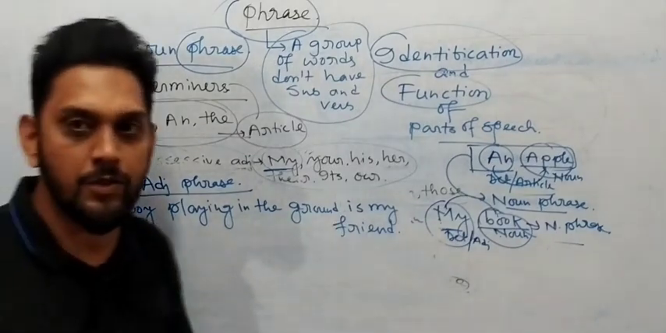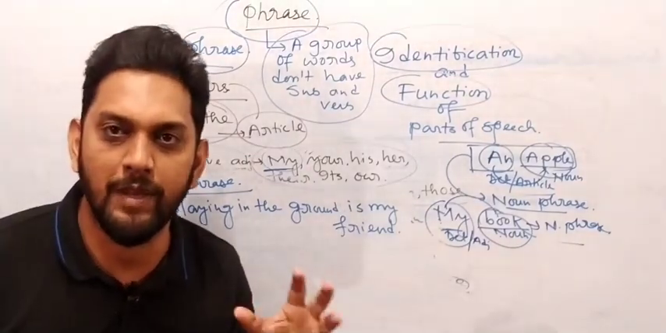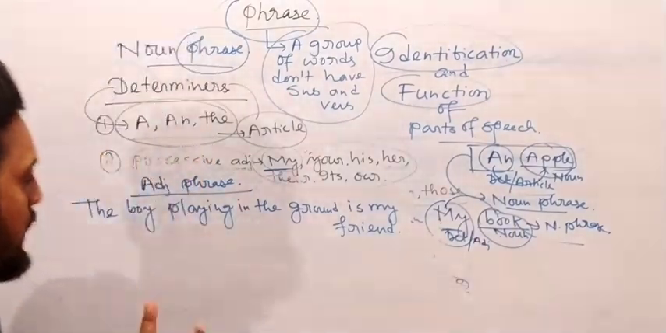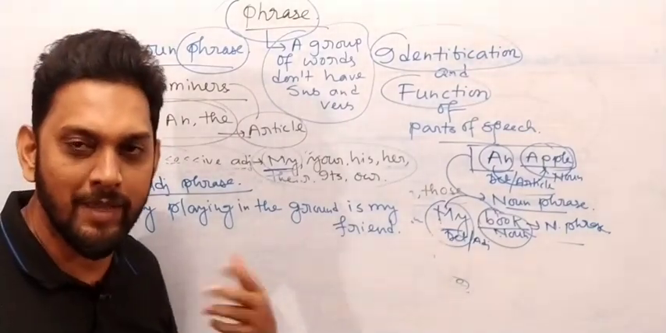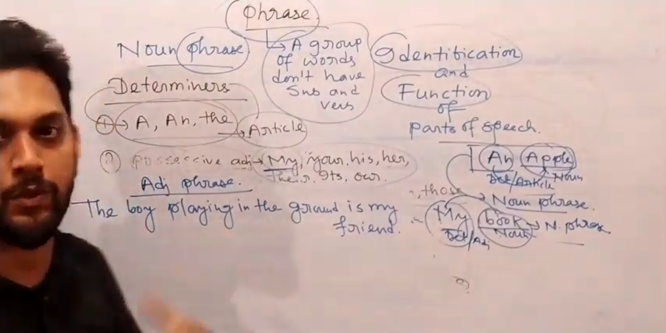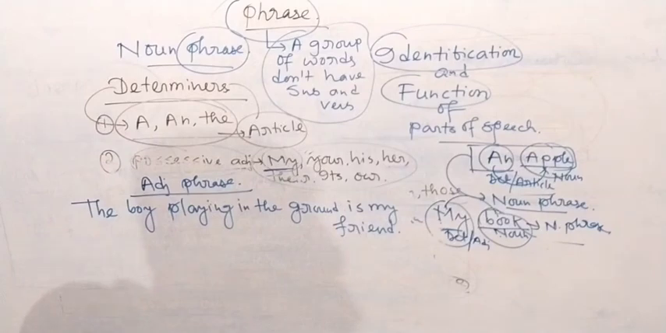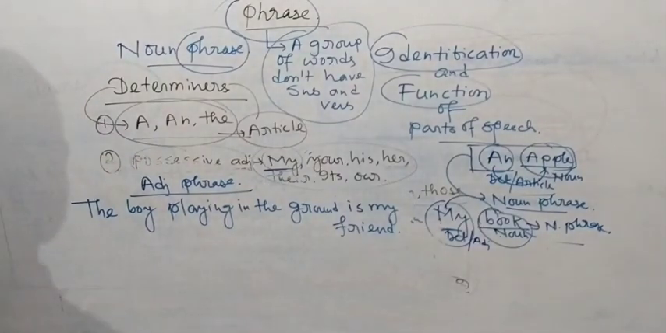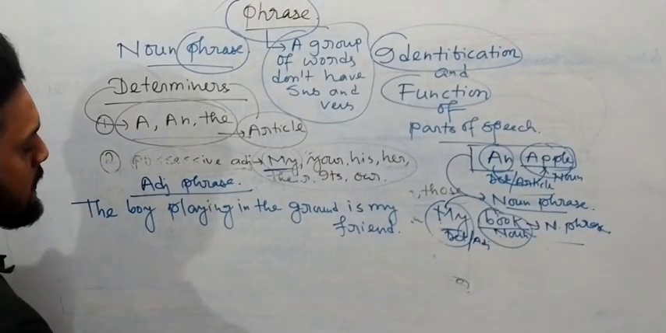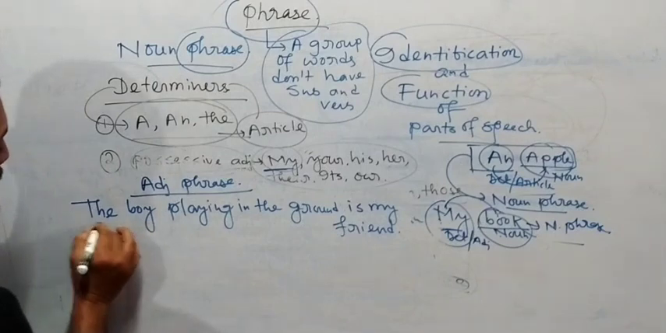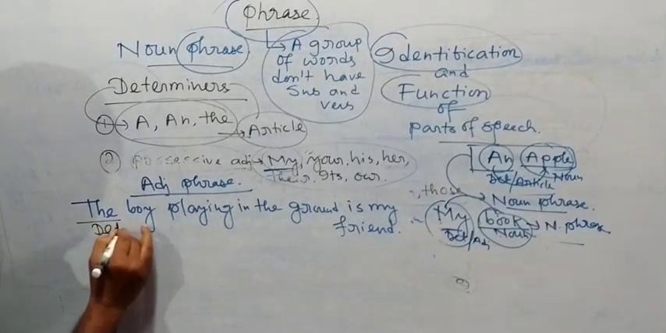Now I ask you, how can you find the adjective phrase in a sentence? And could you find where the adjective phrase is lying in this sentence? Could you get it? Okay, I saw that some of you already got it. The boy playing in the ground is my friend. Here you see the boy, the is a determiner, we have already studied, yes or no?